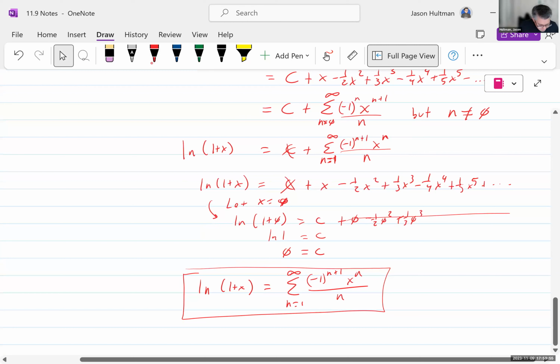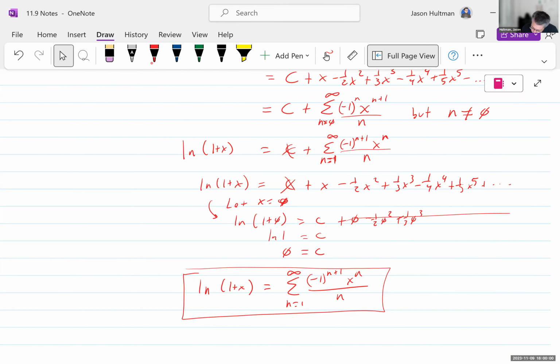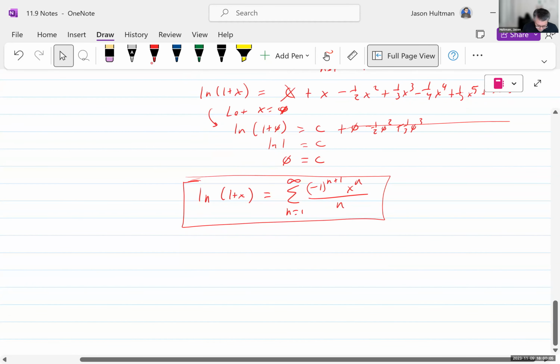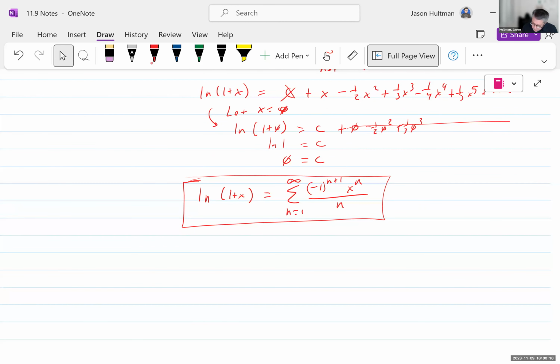Okay, now it also asks me, what is its radius of convergence? Okay, what is this thing's radius of convergence? Well, we could use the ratio test here to find the radius of convergence. Would kind of be nice. So let's do that.